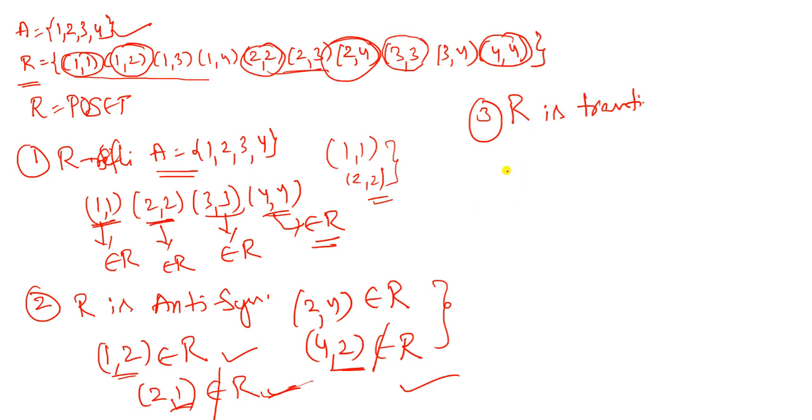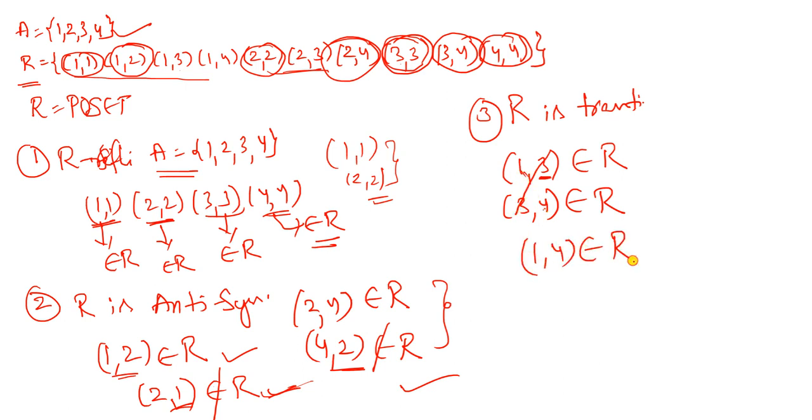So take the element 1 comma 3, which belongs to R. See that the element 1 comma 3 ends with 3, so the second element is 3. Is there any element which starts with 3? Yes, this element starts with 3 and this element starts with 3. Take 3 comma 4, which also belongs to R. Now cross this and get 1 comma 4. Check whether 1 comma 4 belongs to R or not. Yes, 1 comma 4 is available in the given relation, so it is transitive.